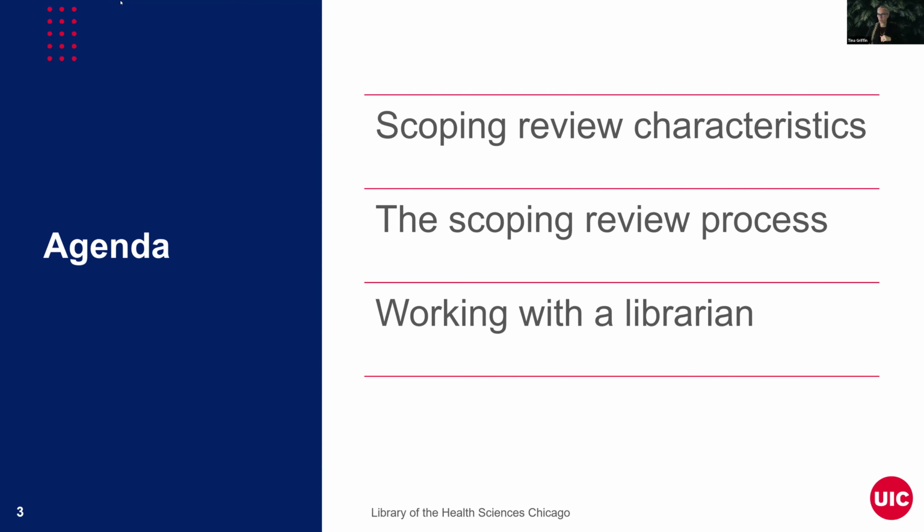So here is our agenda for today. We're going to start with an overview of what scoping reviews are and what the characteristics of scoping reviews are, and how they are different from things like systematic reviews, which they are very closely related to. And then we'll go through the scoping review process. And we'll end up with how do you work with a librarian on a scoping review? What does that look like? And we'll have some time for Q&A at the end as well.